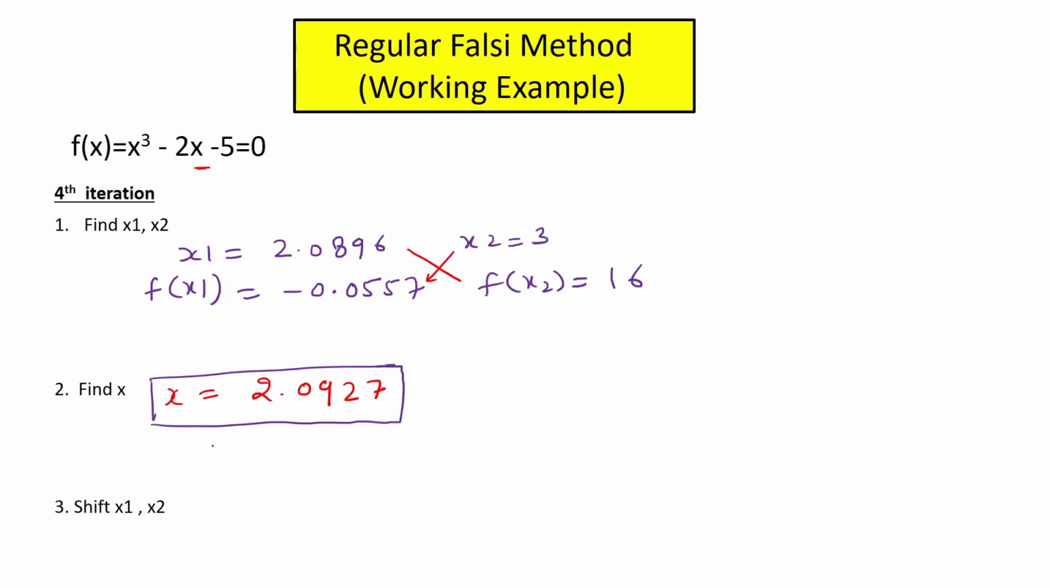I will not move forward because I have to find the roots till 4 iterations. So I will not move to the third step. So this is my answer, or the root, for this given equation. If the question says that I have to repeat this process, let's say for the 5th iteration also, then again I will calculate the value of f of x, and I will change the value of x1 and x2 also. I think you have understood how we can find the roots of a given equation using this regula falsi method.